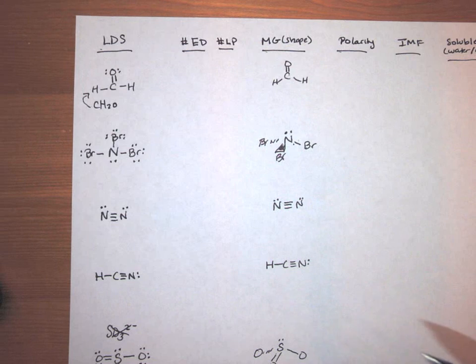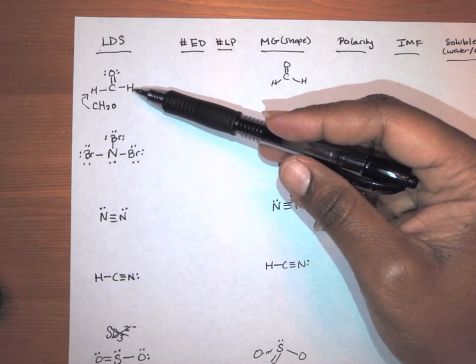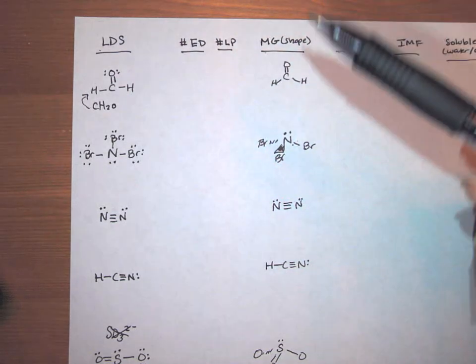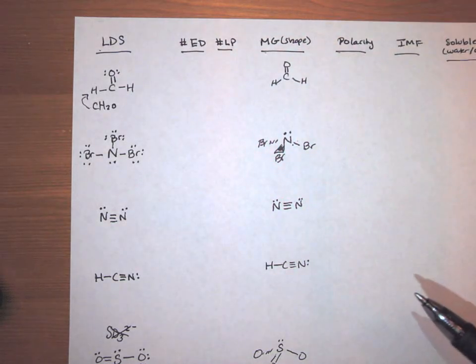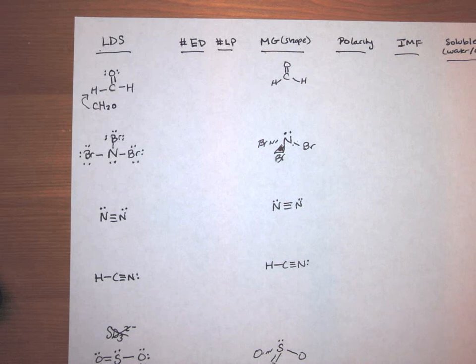So that's great. But Lewis dot structures are limited because they're flat, so two-dimensional, and real molecules are three-dimensional. If you want to predict things like the polarity or intermolecular forces, you need to know the actual shape of the molecule. And so for that, we use a different set of rules, something called VSEPR, valence shell electron pair repulsion theory. And that helps us to predict the shape of the molecule.